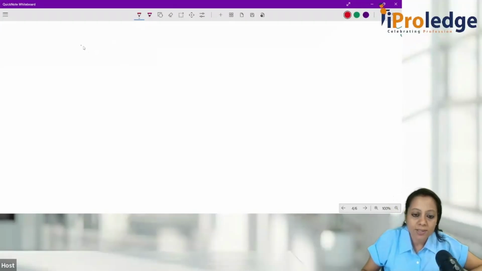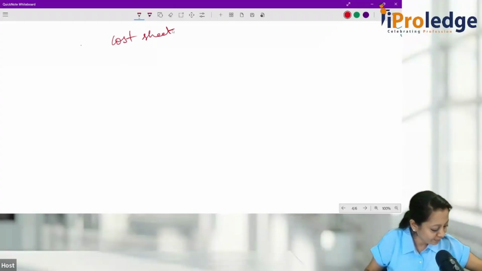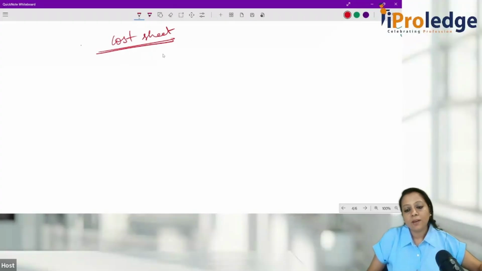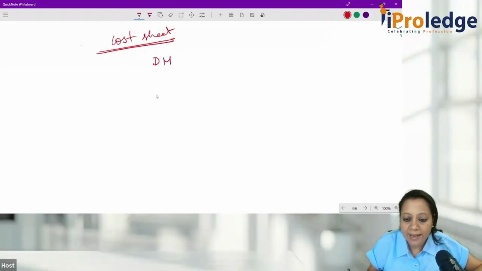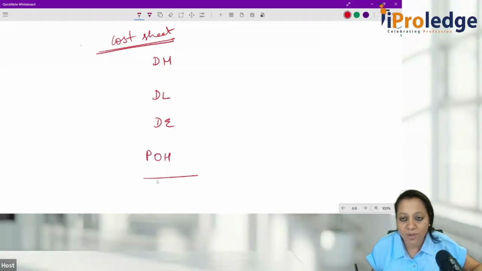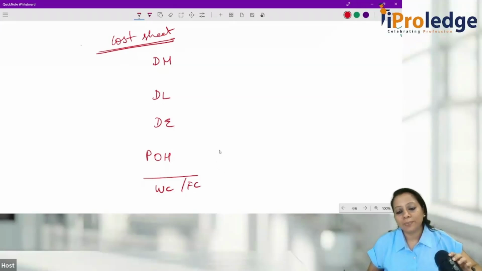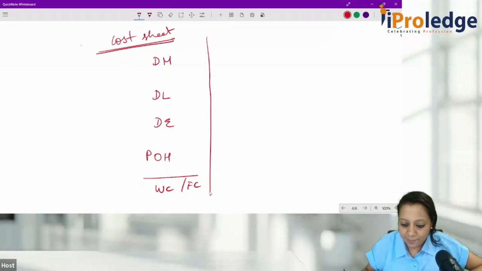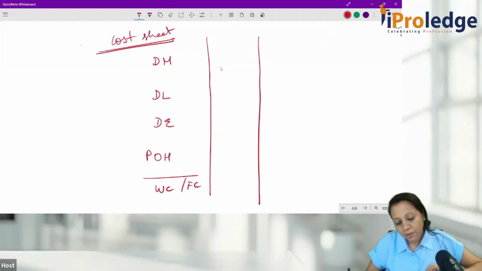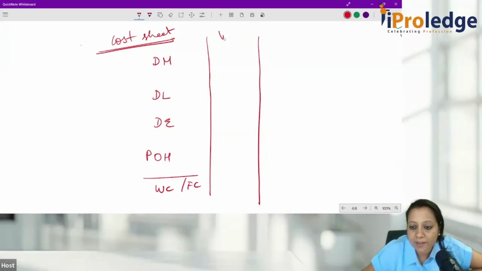So factory cost is given. Just recalling the cost sheet format again. In the cost sheet, what all will we do? Direct material, direct labor, direct expenses, overheads. Then we will get production overheads. Then we will get works cost or factory cost. So we have two things here, that is Vikas and Shiv.